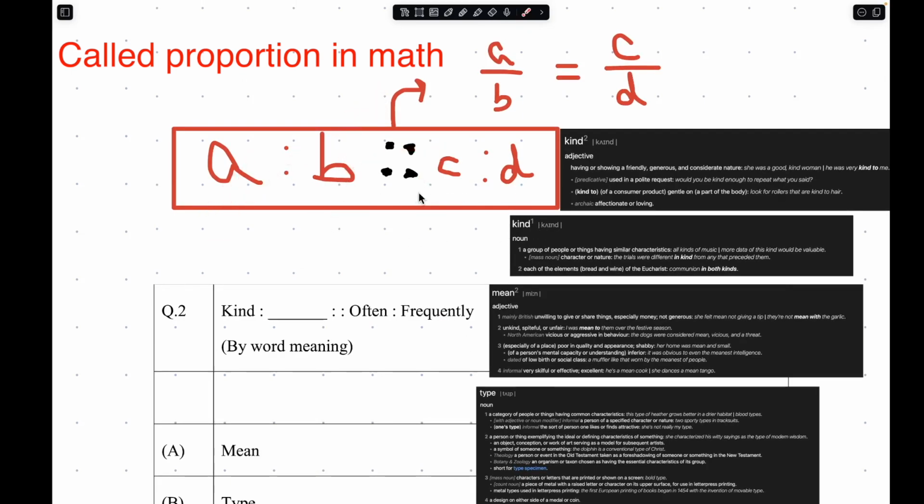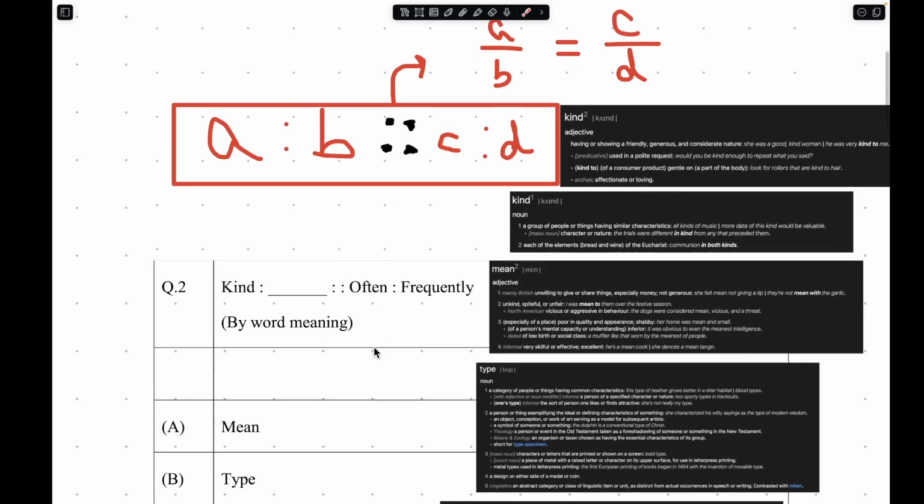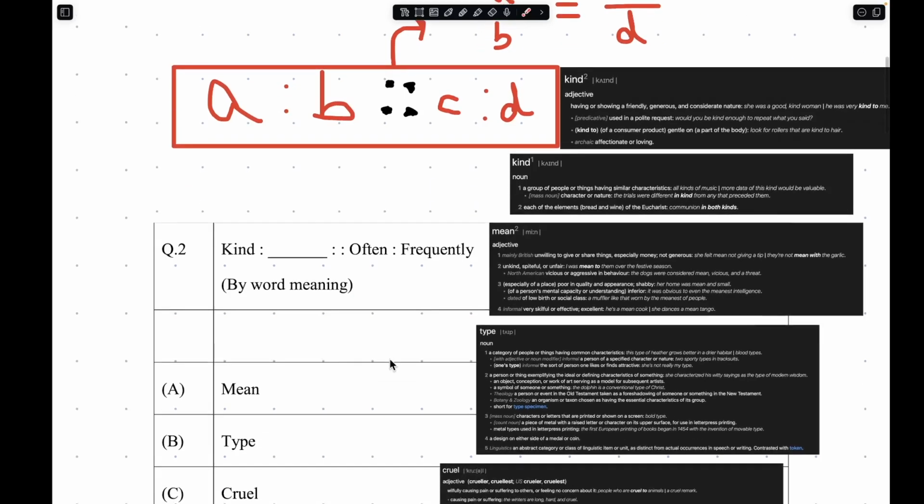So this kind of relationship basically means that A by B is equal to C by D, right? In English, when this representation is used, it means that the relationship between these two is equal to the relationship between these two, right? And the question framers have gone further to tell us that we have to give the answer by word meaning, right? By word meaning. So if the meaning fits, we have to take it, right? So let's go on with that.